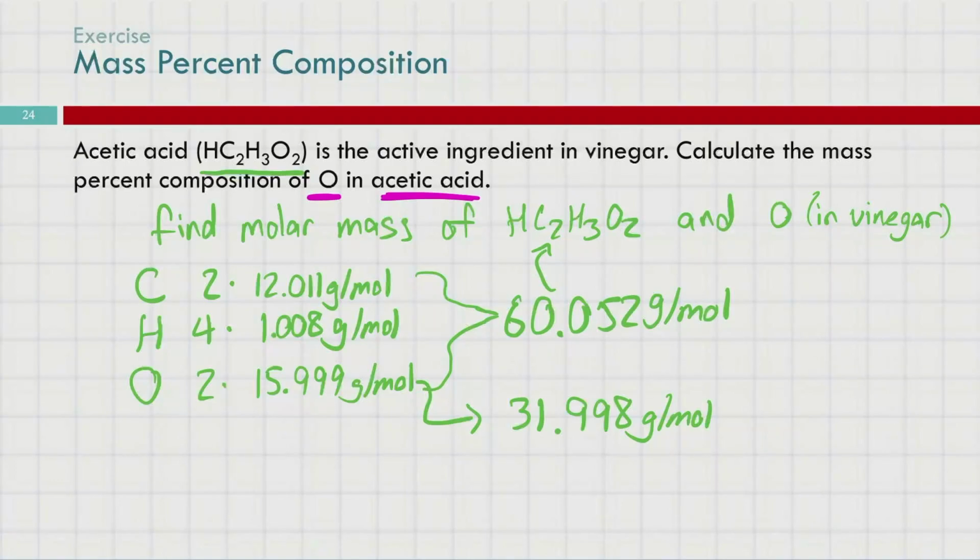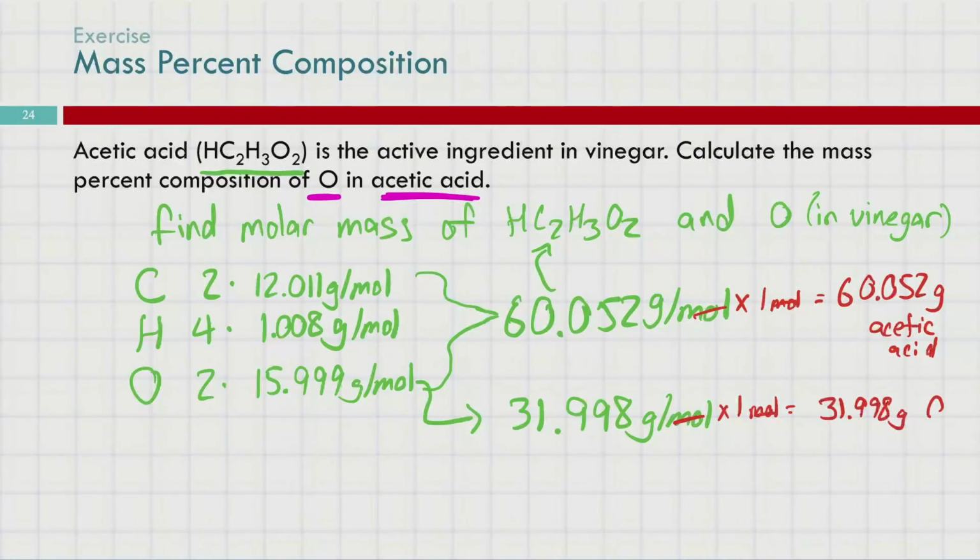For mass percent composition, we need masses, and we currently have molar masses. What is our fun trick that we can do here? What can we do to make our lives easier? Multiply by 1. Yeah, multiply by 1 to get rid of our units of moles. So assuming that we've got 1 mole, moles cancel moles. We've got 60.052 grams of acetic acid and 31.998 grams of oxygen.